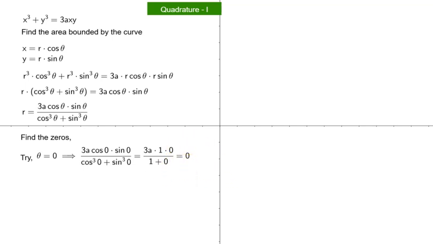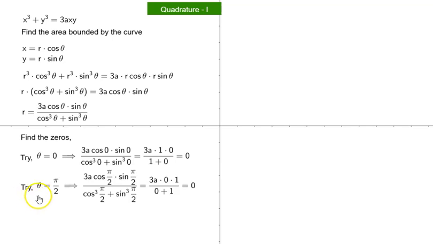Okay, so that is one of the zeros. Now let's try pi by 2. If theta is equal to pi by 2, then we have 3a cos(pi/2) times sin(pi/2) by cos cube(pi/2) plus sin cube(pi/2), which gives us 3a times 0 times 1 by 0 plus 1, which is again 0.